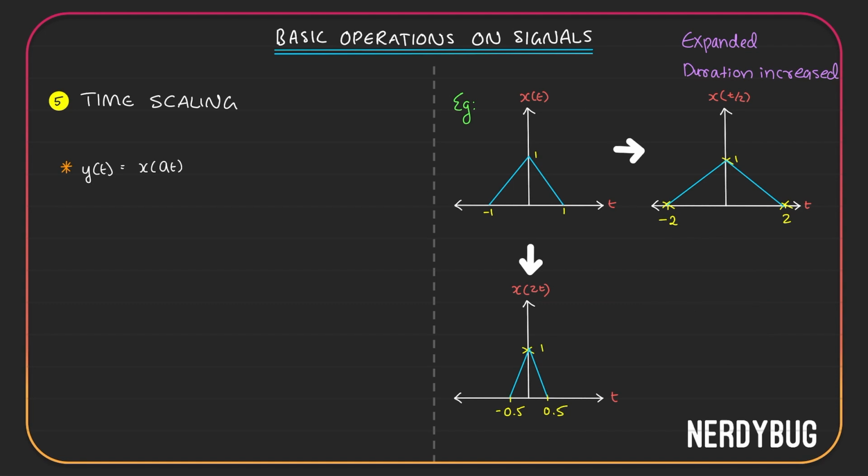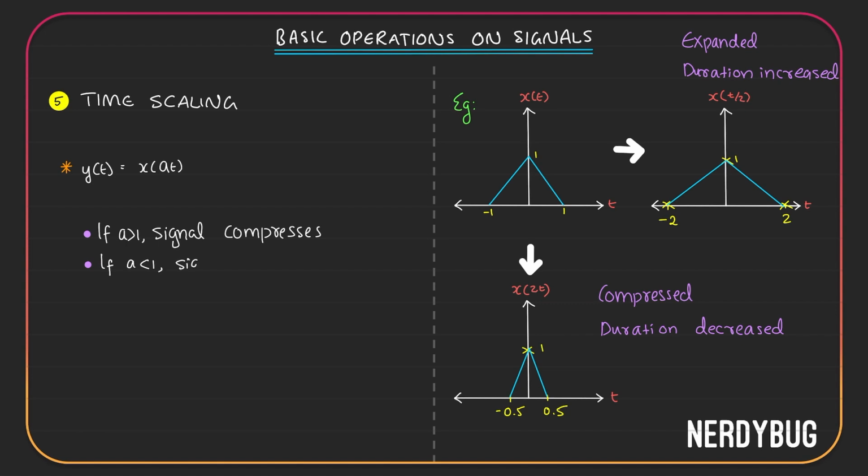Now we can see that the signal has compressed and its duration decreased. It used to be 2 seconds, now it is only 1 second. Let's write down the conclusions. If A is greater than 1, signal compresses. If A is less than 1, signal expands.